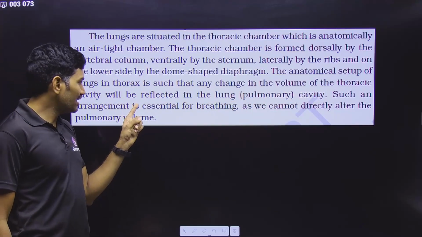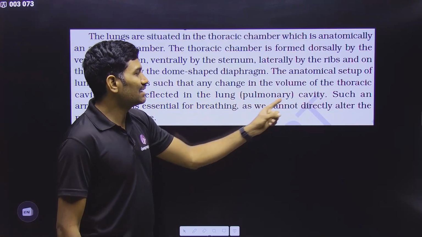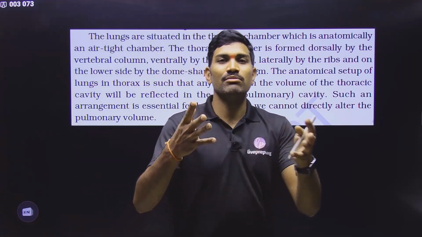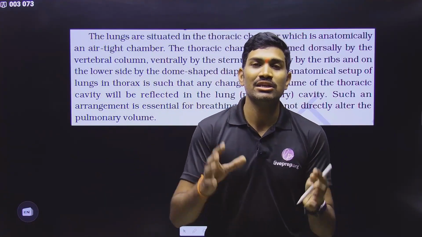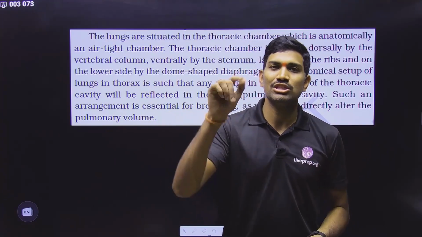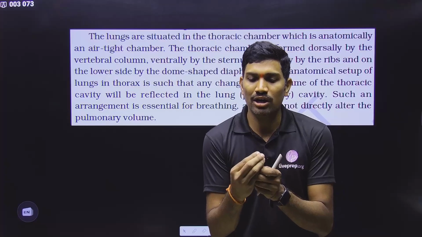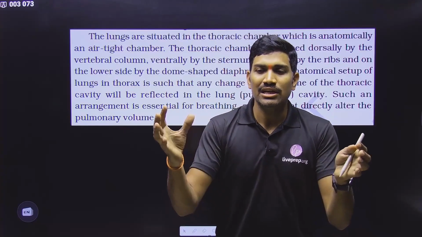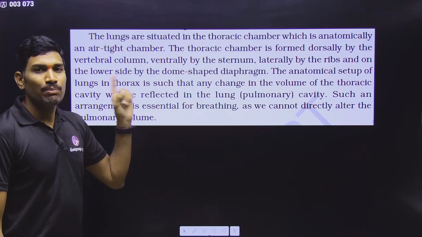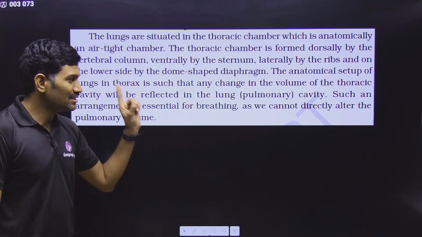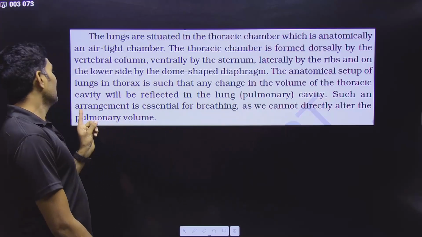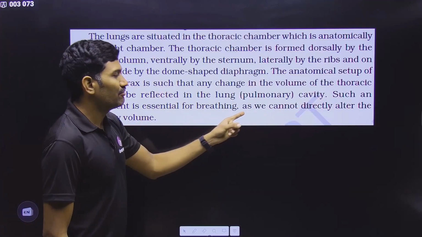of thoracic cavity will be reflected in the lung cavity, means pulmonary cavity. That means if the thoracic cavity volume increases, lung volume will increase. If the thoracic cavity volume decreases, lung volume will decrease. So now you just talk about the lung. If the lung volume increases, pressure decreases. If the lung volume decreases, pressure increases. This is the relation. Please understand each and every word and its significance and the logic behind this. Clear? Next one. Such an arrangement is essential for breathing purpose.